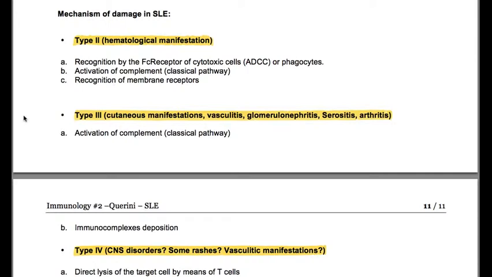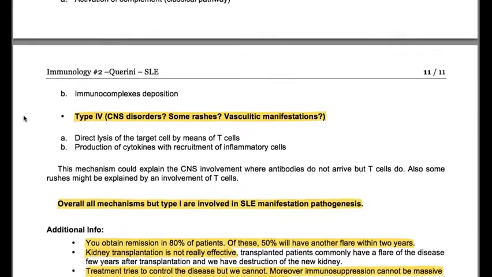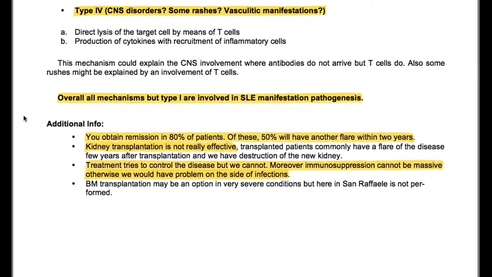And we have type 4, present maybe in CNS disorders, some rashes, vasculitic manifestations. Here we have a direct lysis of the target cell by means of T cells. We have production of cytokines with recruitment of inflammatory cells. This mechanism could explain the CNS involvement, where antibodies do not arrive but T cells do. Also, some rashes might be explained by an involvement of T cells. Overall, all mechanisms but type 1 are involved in SLE manifestation pathogenesis.